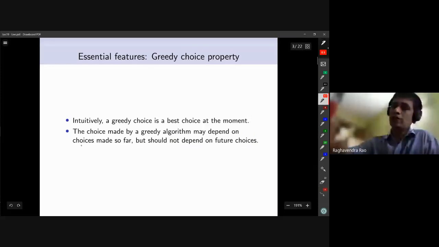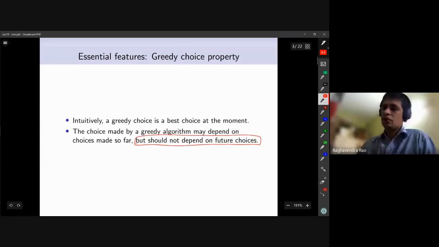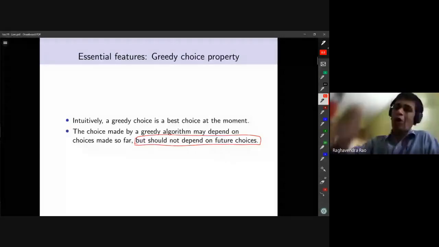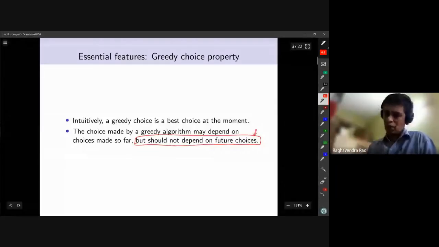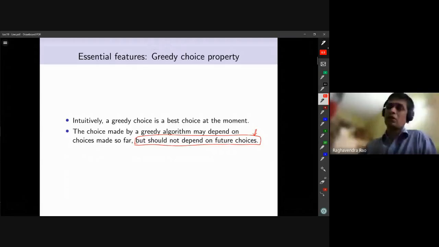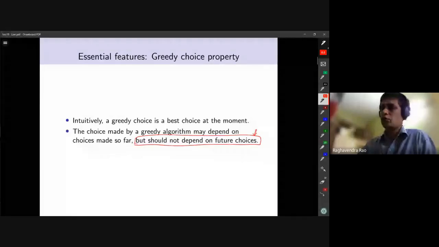So any algorithm which iteratively builds a solution in such a way that locally it makes the best choice at the moment, be it scheduling or storing files, but does not bother about choices to be made in the future. Also, it should not revise the solution. There is no revisiting. Once you make the choice, that choice is going to be with you till the end. Your solution will have that element. So this is the property.